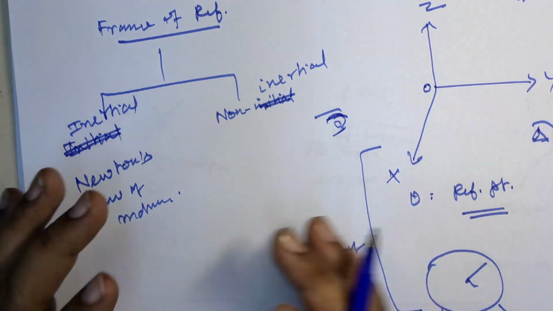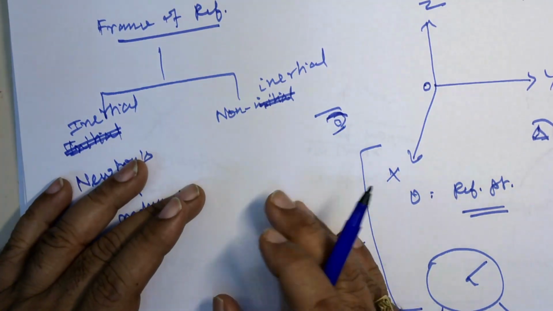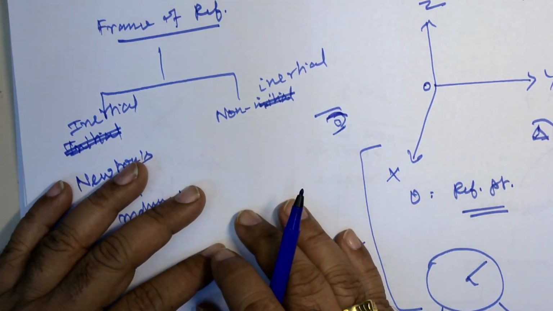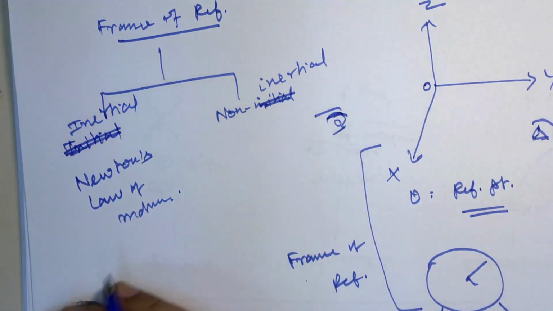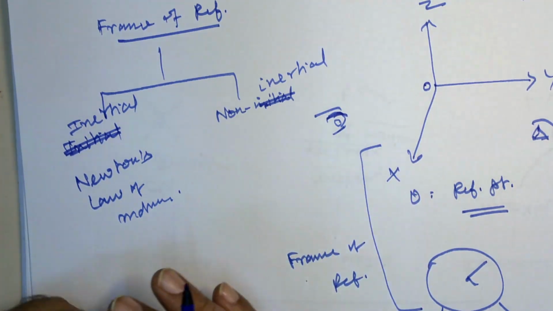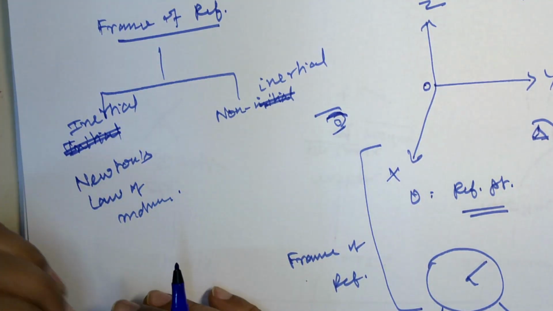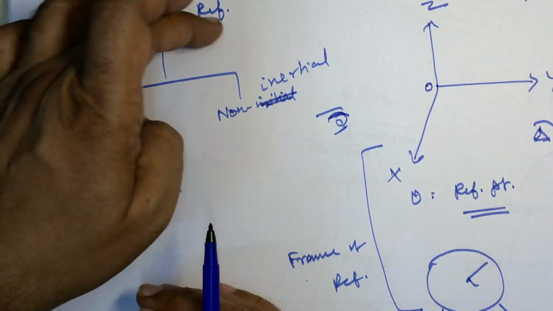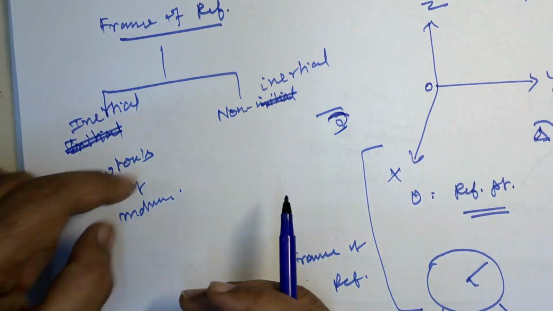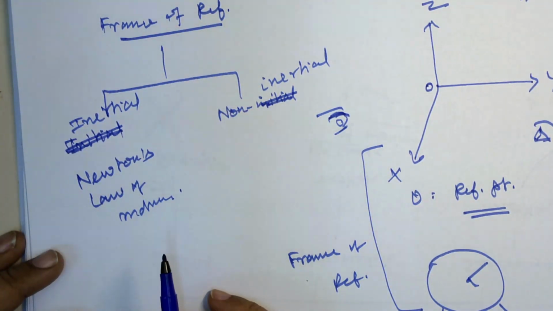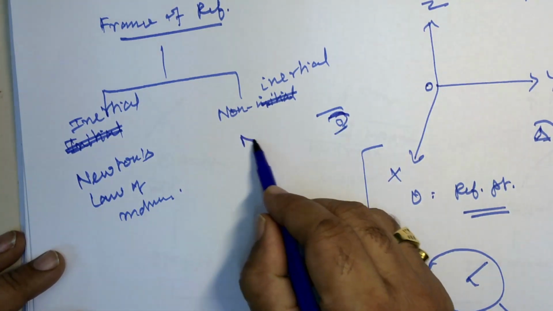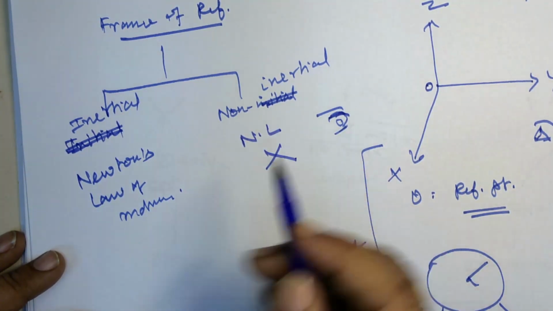Inertia means the tendency to resist any change, non-reactiveness, you can say simply. So in an inertial frame of reference Newton's law is applicable, and in a non-inertial frame of reference Newton's law is not applicable.